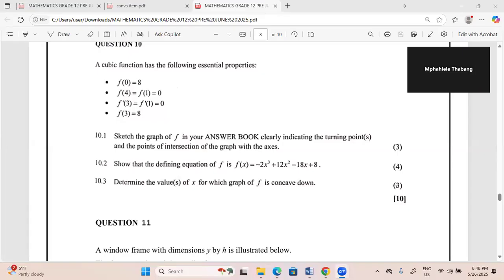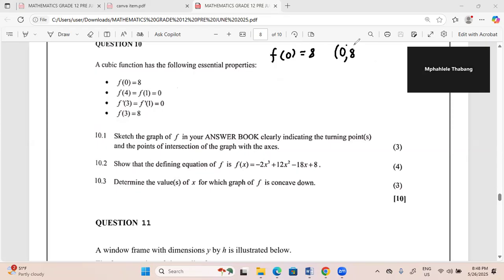Hello guys, now I'm looking at question 10 of the pre-mathematics June exam. Question 10 says a cubic function has the following essential properties. It has these very important properties. So they are saying f(0) equals 8, which means that when the value of x is 0, the value of y is 8.